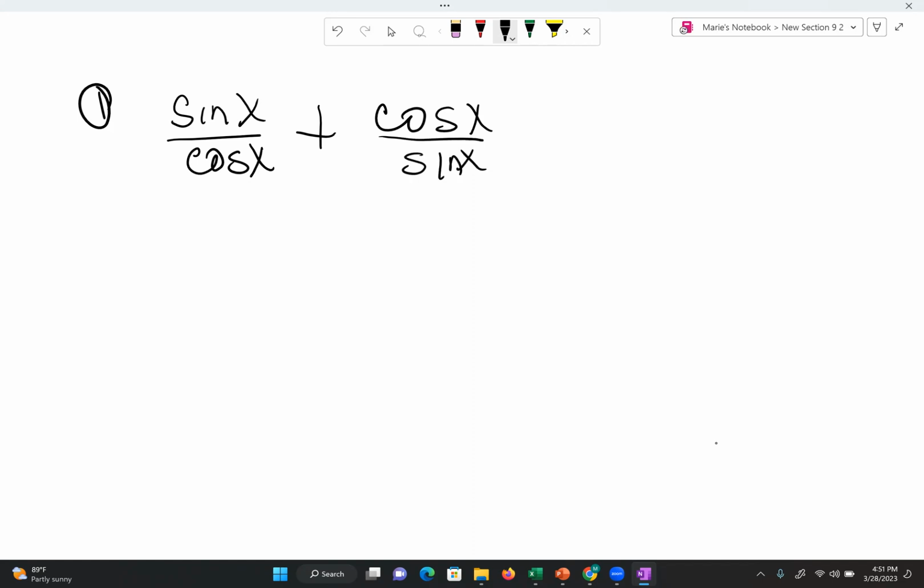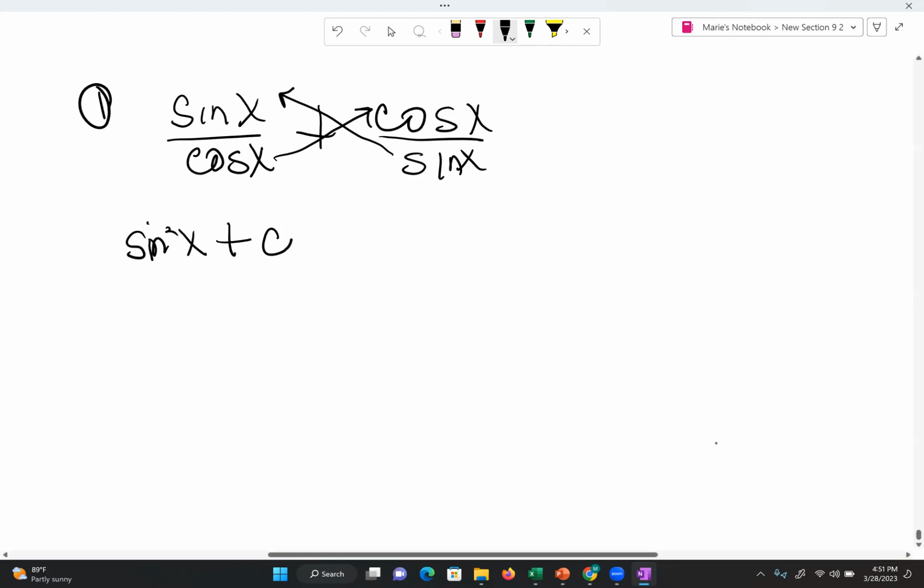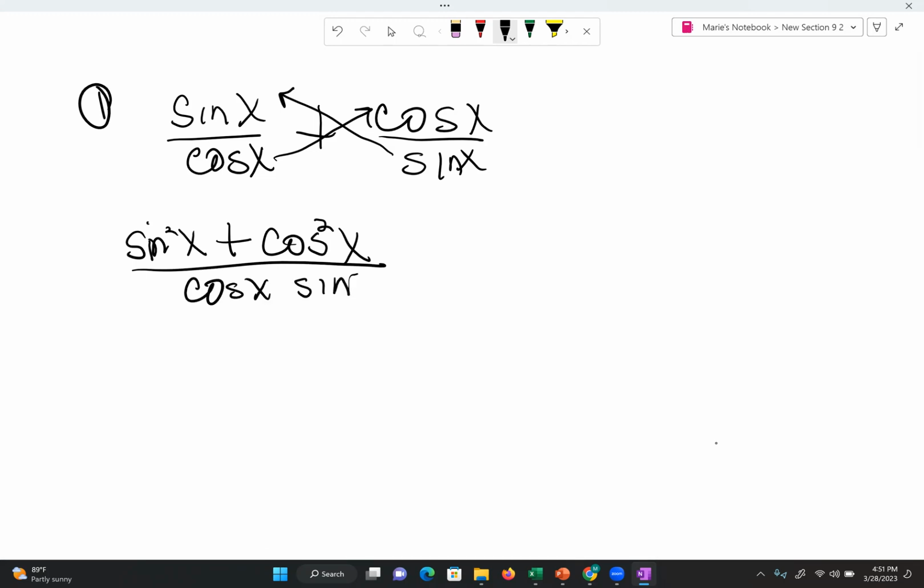And the first thing you need to consider is you need a common denominator. So multiply the sine x up here, cosine x over here. So you get sine squared x plus cosine squared x, and all of this is over cosine x sine x. If you remember the Pythagorean identity right here, this is equal to 1.